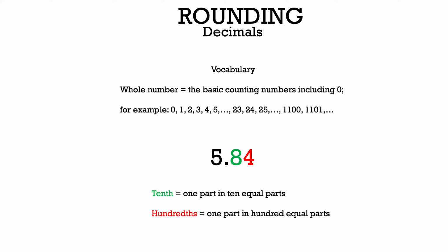So let's look at the number 5 and 84 hundredths. The green is your tenth, which is 1 part in 10 equal parts. And your hundredths is the red, which is the 4, which is 1 part in 100 equal parts.